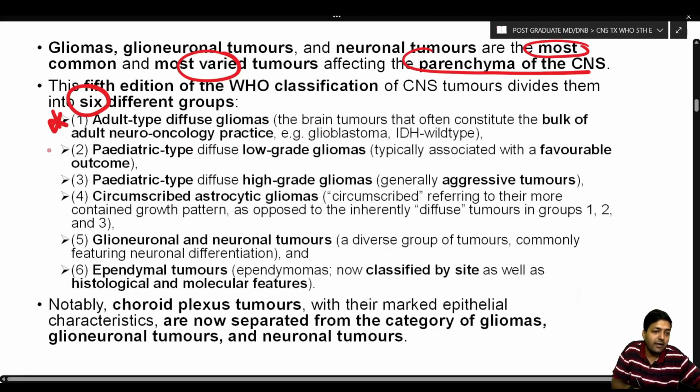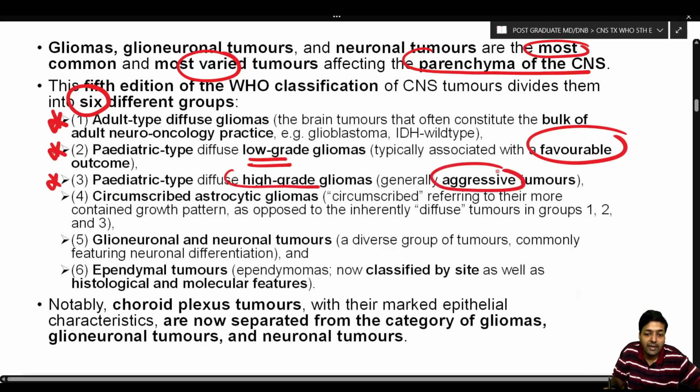This is the adult type diffuse glioma. Then we are having pediatric type diffuse low-grade glioma. Low-grade means these are having a favorable prognosis, and pediatric type diffuse high-grade gliomas, which are generally aggressive tumors, which have a bad prognosis.